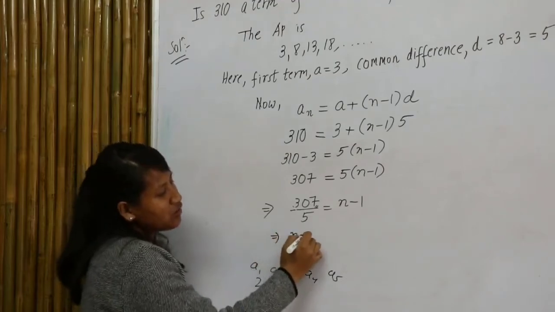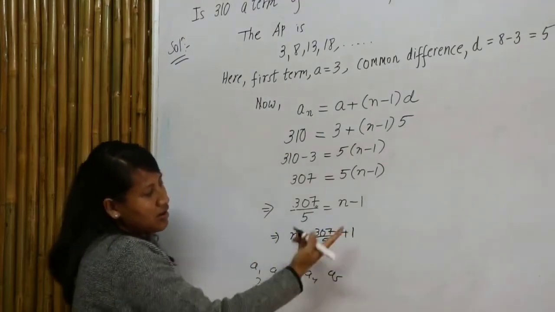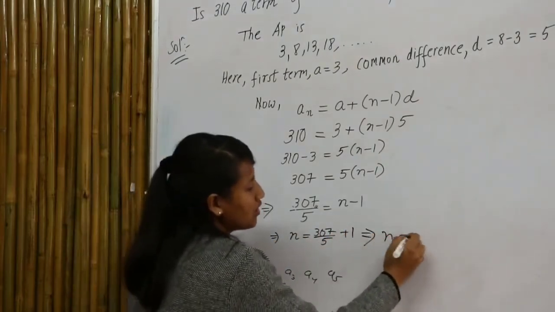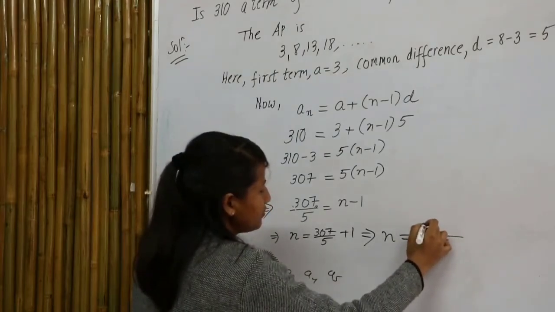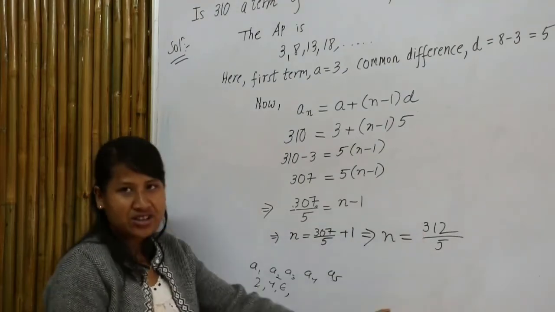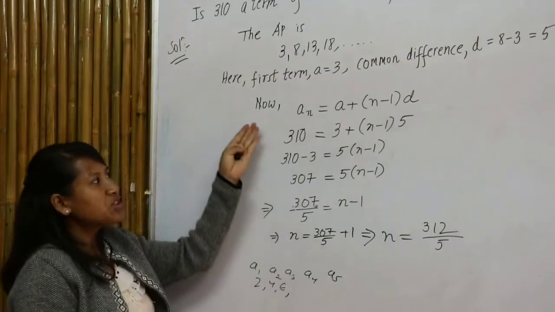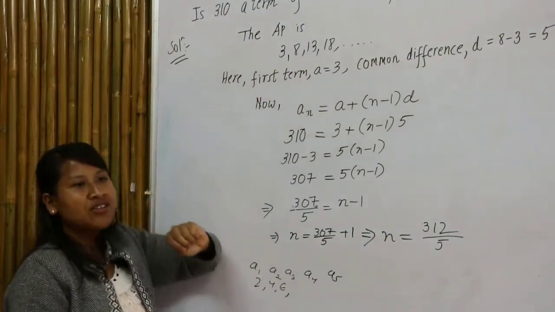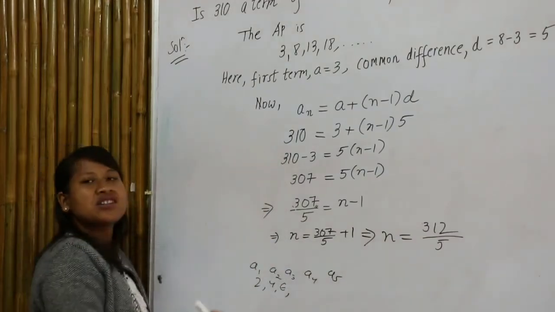So after calculating, just putting n, you will get this one. So n is a fraction, but you should get n to be a natural number. So which means that our assumption that 310 is a term is totally false, which means that 310 is not a term.